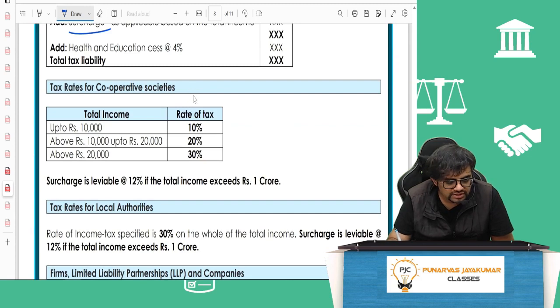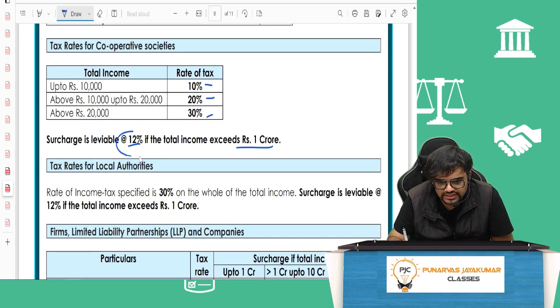Tax rates for cooperative societies. Up to 10,000, 10%. From 10,000 to 20,000, 20%. Above 20,000, 30%. Surcharge is leviable at 12% if the total income exceeds 1 crore. Here, surcharge is 12%. Different.